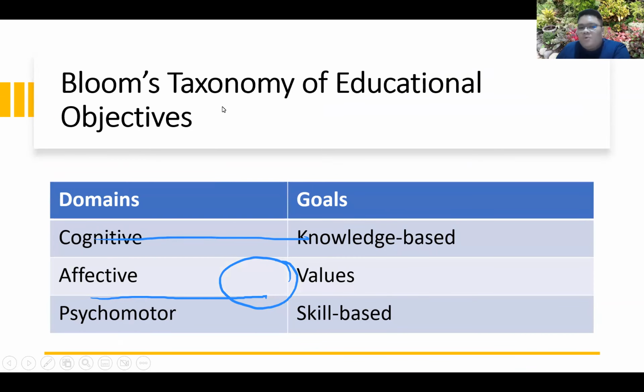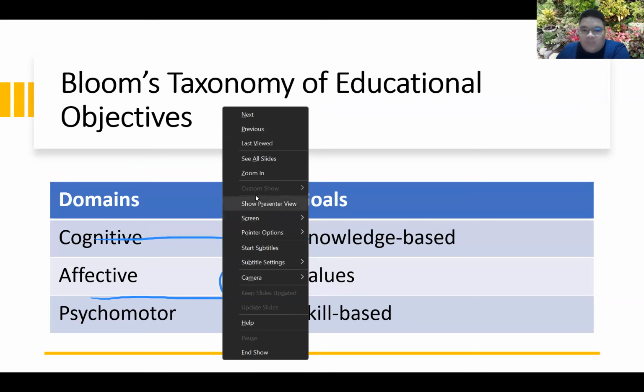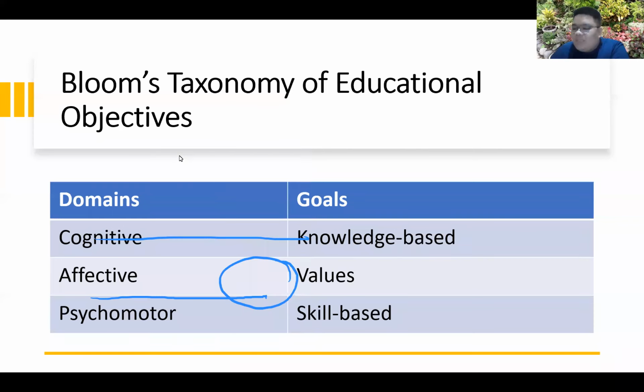Now, when we talk about the taxonomy of objectives, the most common one that we use is the Bloom's taxonomy. But if you will be asked later on, is it only the Bloom's taxonomy that is the basis? What do you think, class? What do you think? Bloom's taxonomy lang ba ang only basis ng objectives natin? Or are there other taxonomies available to us? What do you think?